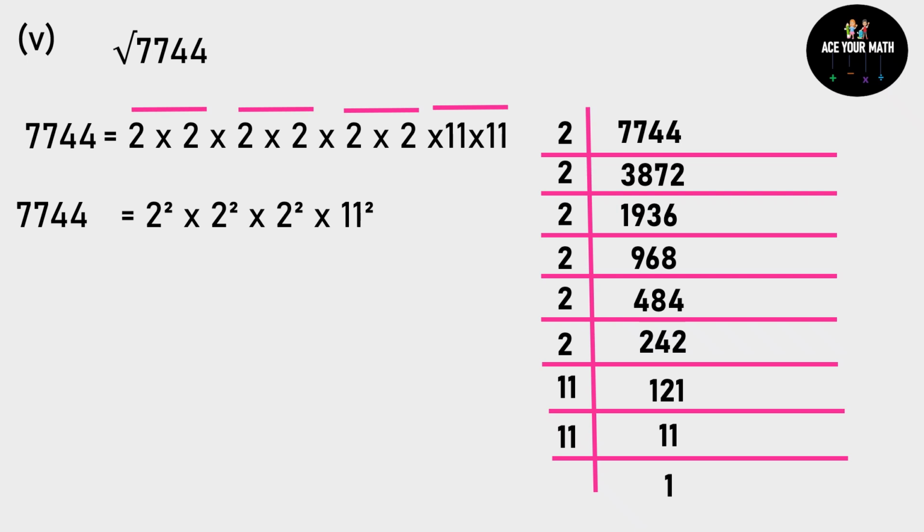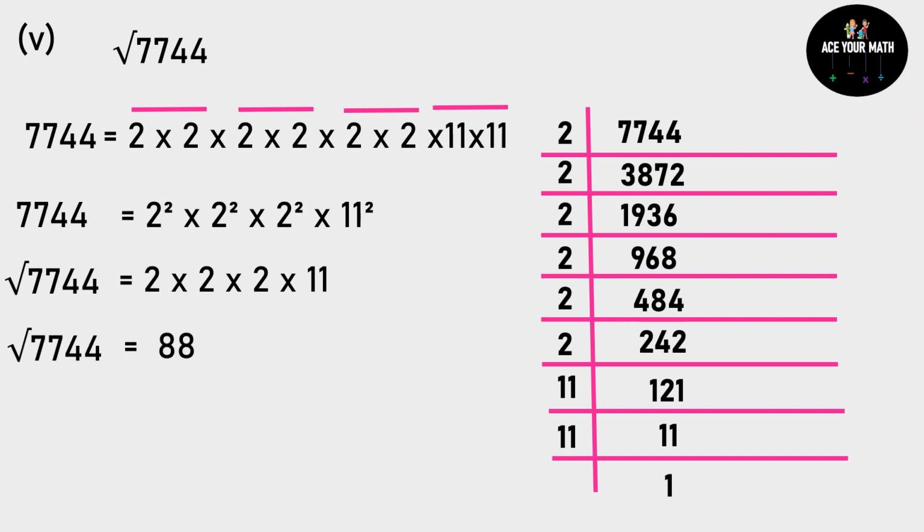Okay, but our motive is to find the square root. So now put the square root sign on the left hand side and on the right hand side, we will take all these factors once only because we are finding the square root. So you can write the square root of 7744 as 88. You will do the multiplication of all these numbers so that you get the answer 88. See, that wasn't so hard, right?